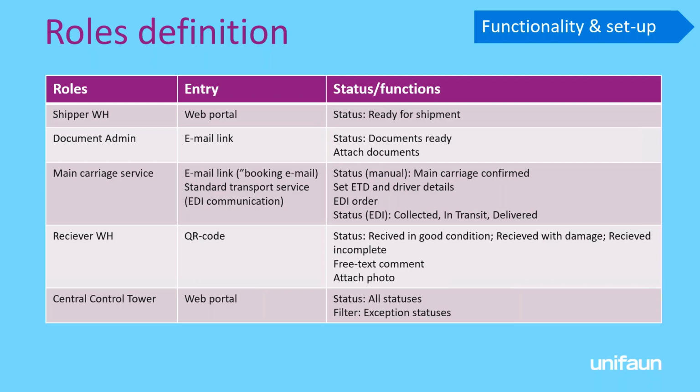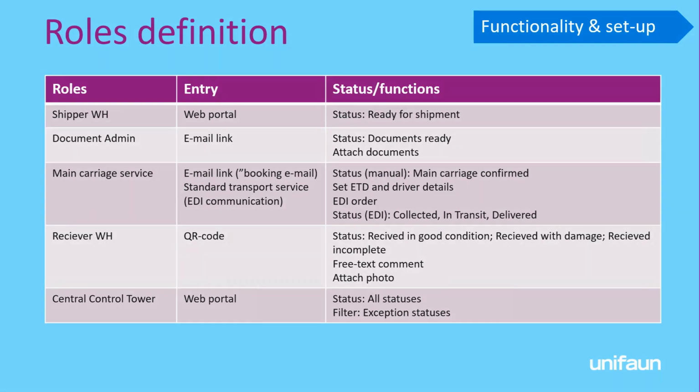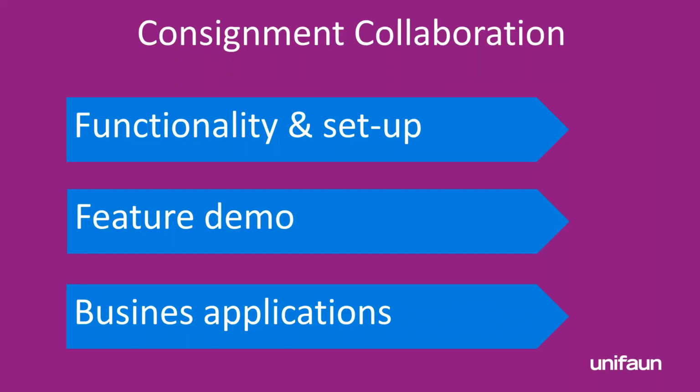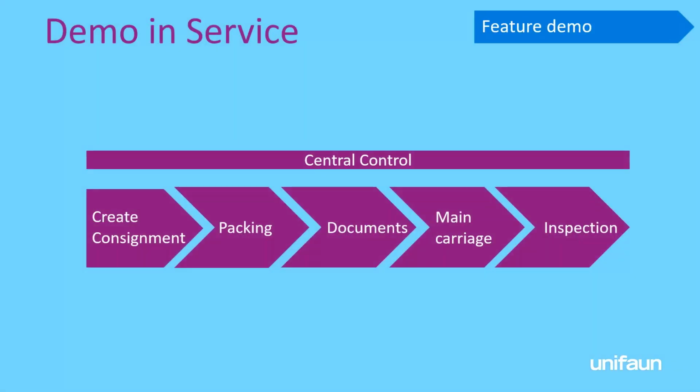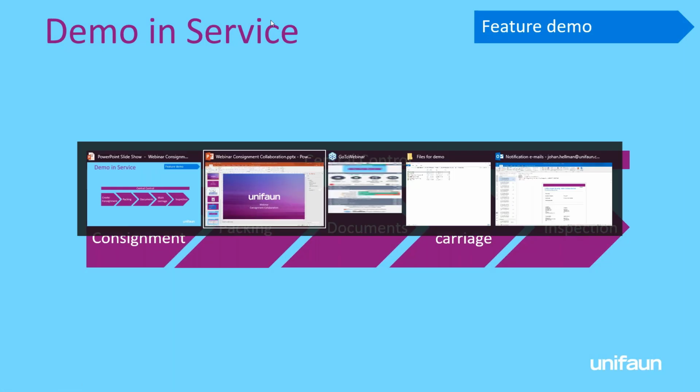that happens. And the fifth role then would be the central control tower, which will also be a logged-in user in the portal, and they can see all the statuses. They can also set all the statuses, and they will have filters to help them monitor the flow. So let's look at this now in reality.